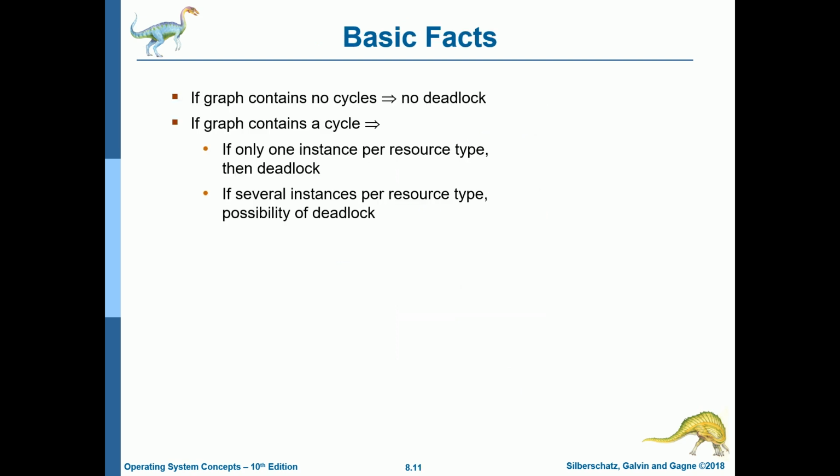In summary, if a resource allocation graph does not have a cycle, then the system is not in a deadlocked state. However, if there is a cycle, then the system may or may not be in a deadlocked state. Now, this observation is very important when we deal with the deadlock problem.